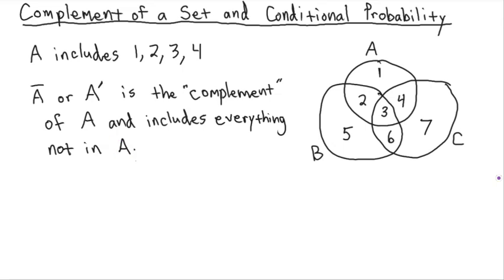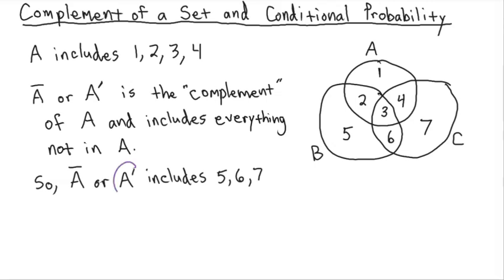Altogether we have 1, 2, 3, 4, 5, 6, and 7. Those are all our numbers. And we know that 1, 2, 3, and 4 are all in A. So what is everything that's not in A? Well, 5 is not in A, 6 is not in A, and 7 is not in A. So A complement, however you write it, includes 5, 6, and 7. A includes 1, 2, 3, 4, and A complement includes 5, 6, and 7.